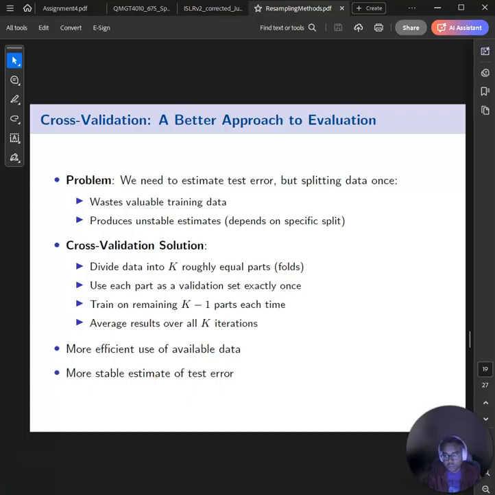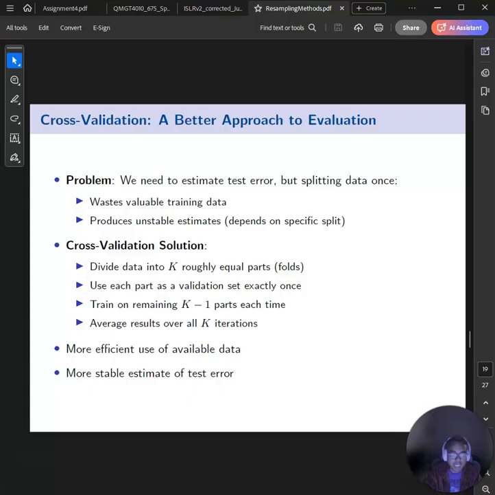At the core, the problem that we are trying to solve is that we need to estimate the test error. But simply splitting the data once into training and validation has its drawbacks. It wastes valuable training data, and it produces unstable estimates that can potentially depend on the specific split that we have chosen. Cross-validation offers a better solution.